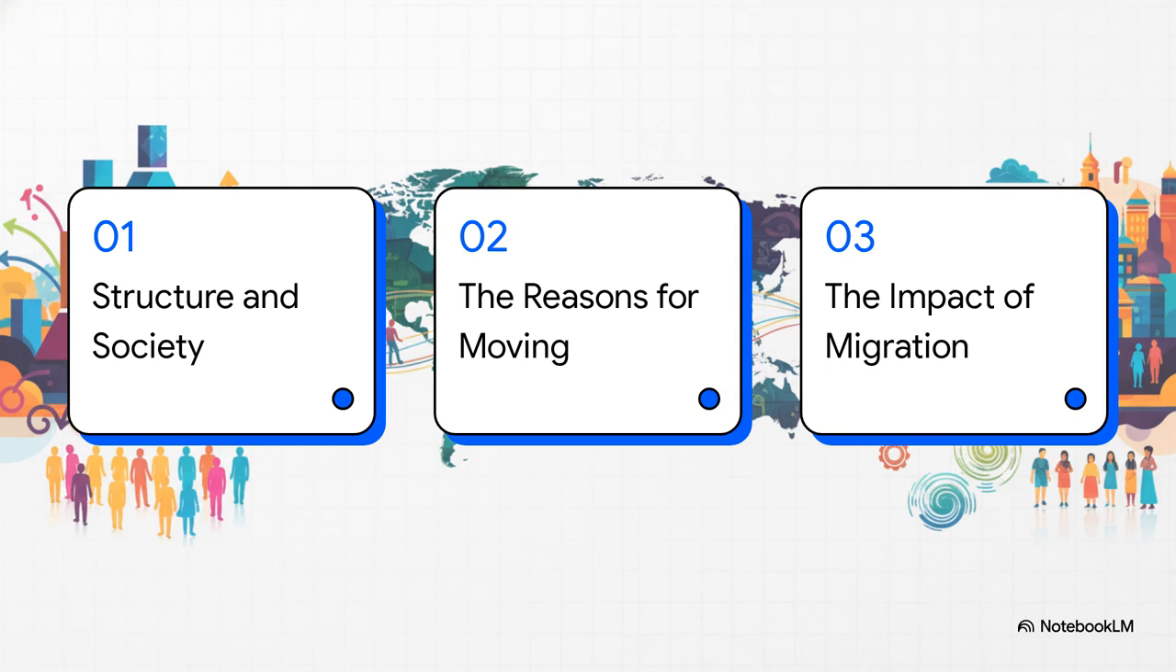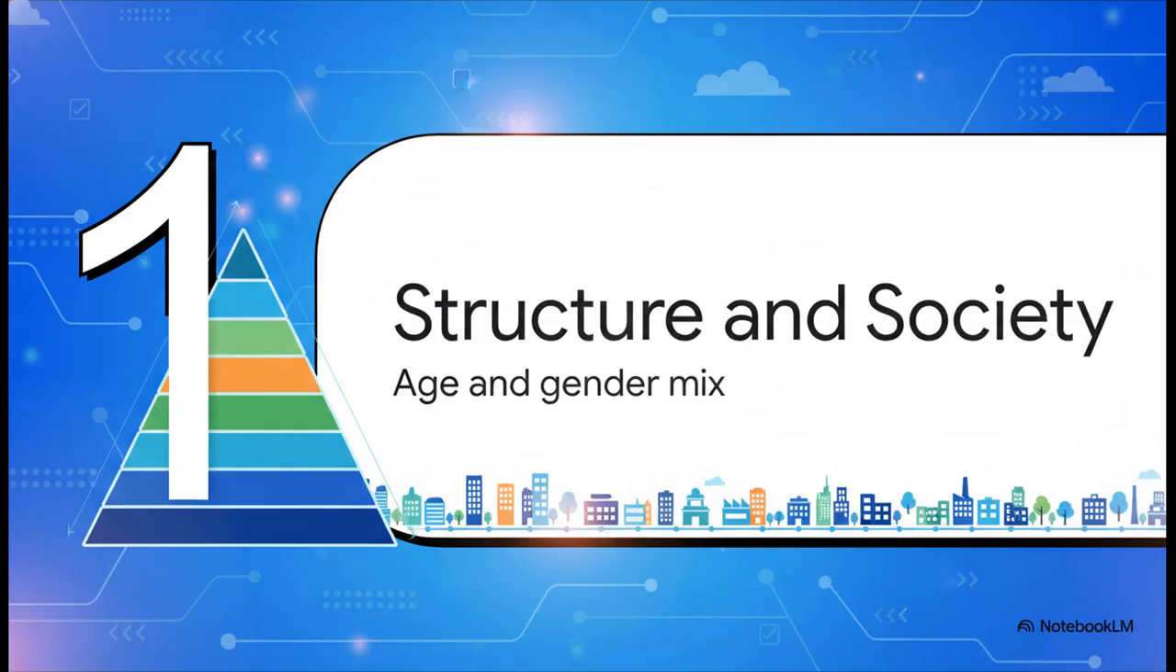First, we'll tackle structure and society to really get why a population's makeup matters so much. Next, we'll get into the reasons for moving, exploring all the forces behind migration. And finally, we'll look at the impact of migration. Basically, it's your core syllabus, just made simple and clear. Let's get right into our first section, structure and society.